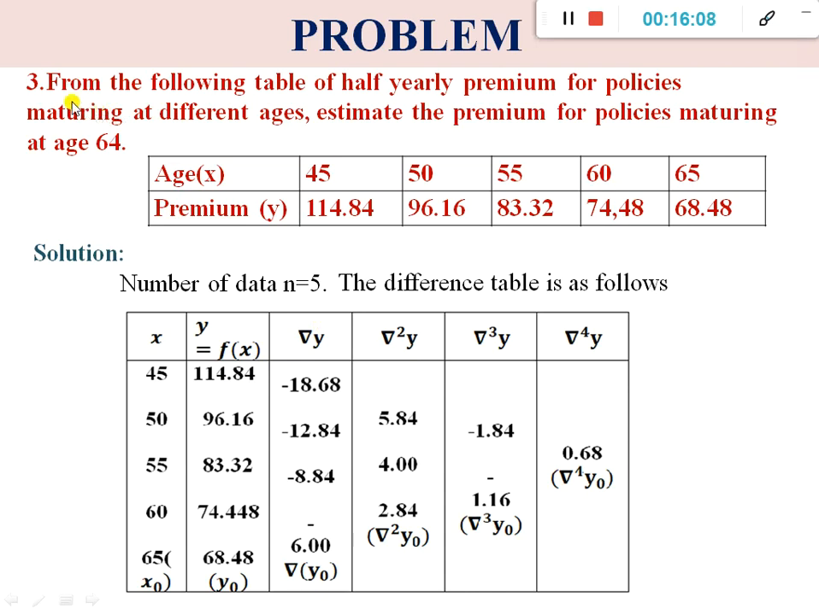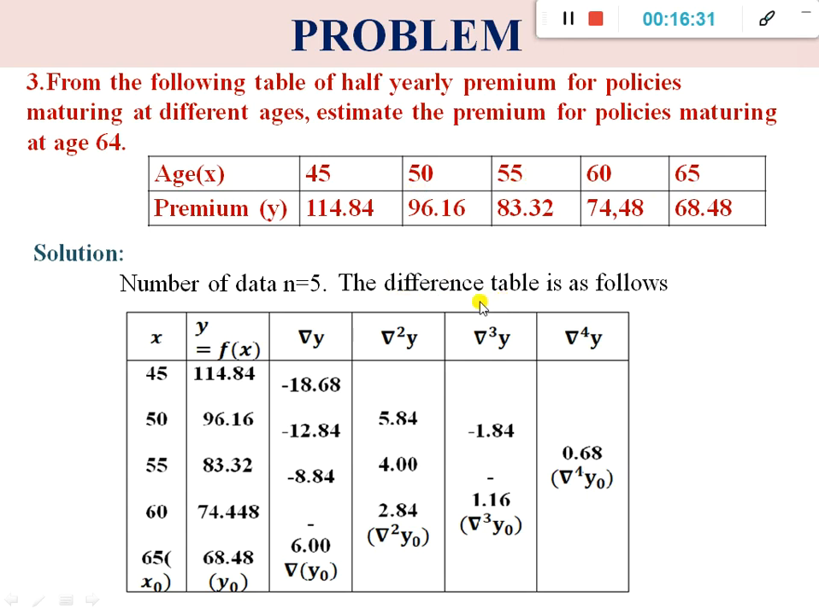So look at the next problem. From the following table of half yearly premium for policies maturing at different ages, estimate the premium for policies maturing at the age of 64. 64 lies between the last two data. We must use Newton's backward interpolation formula. Here the number of data is 5.